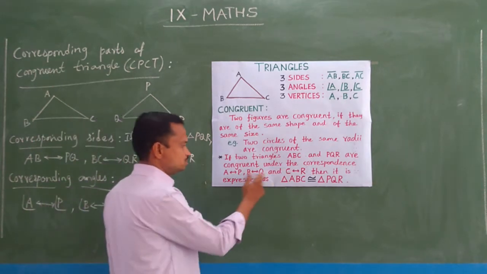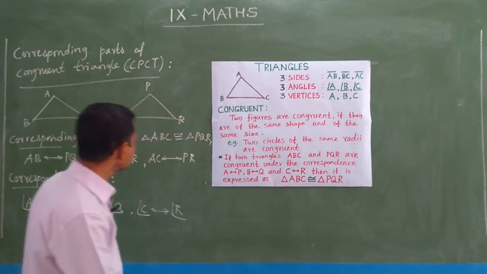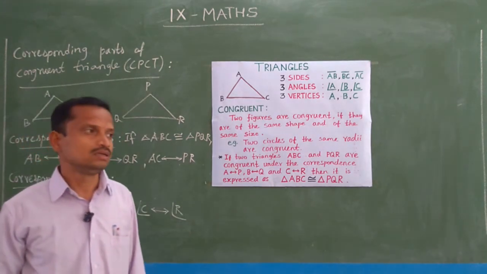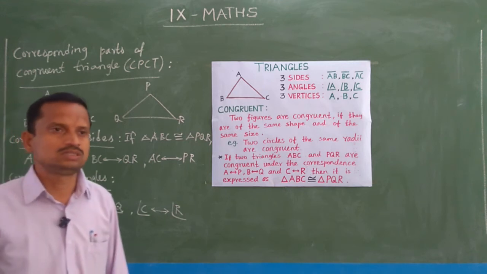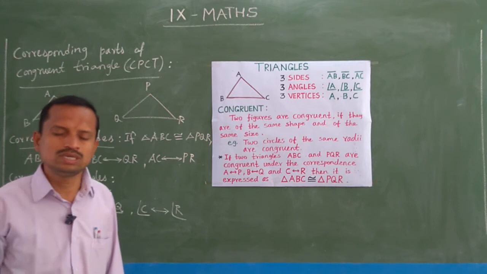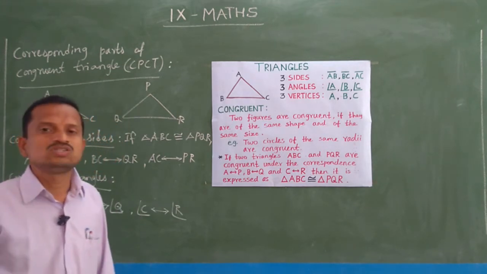We saw that earlier. So like that we have the corresponding parts of congruent triangles. In the proof part of every sum we will use this also, corresponding parts of congruent triangles. And now coming to the congruence rules.